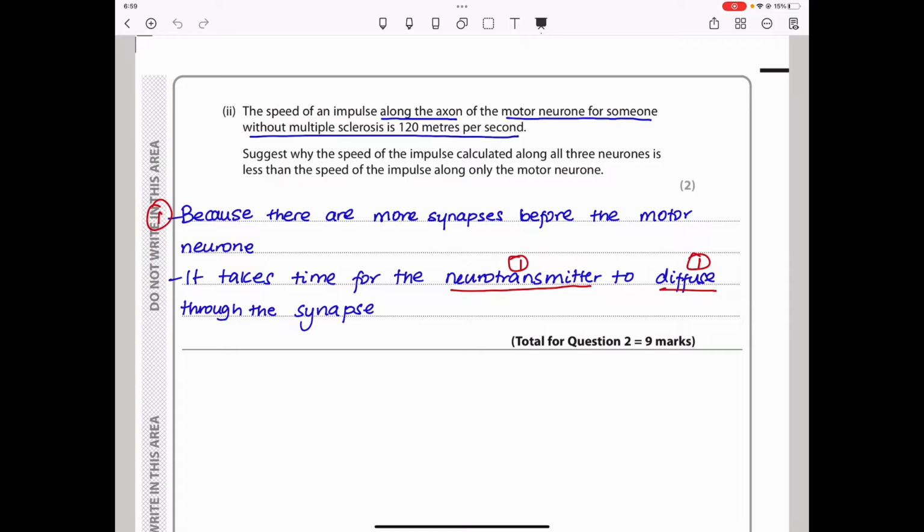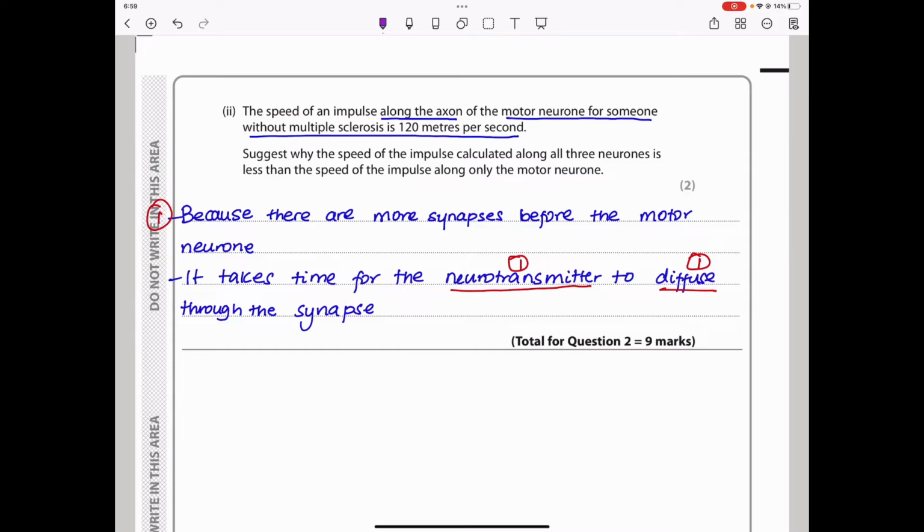Now, there are synapses, and depending on which neuron, it can take longer or shorter for these impulses to be transported to the next neuron or through the specific neuron they are going through. So I said because there are more synapses before motor neurons. Before the motor neuron, there are more synapses. It takes time for the neurotransmitter to diffuse.